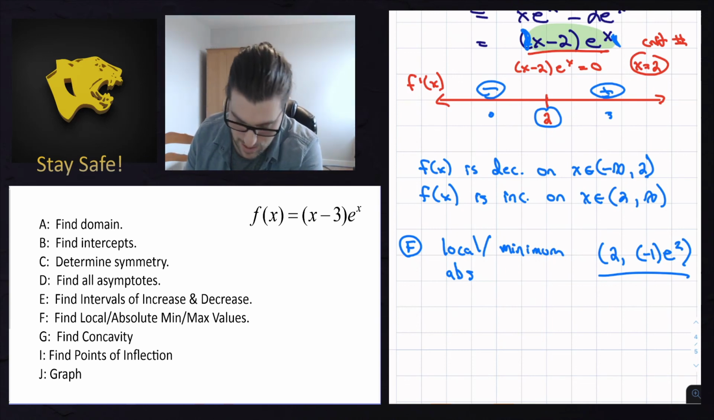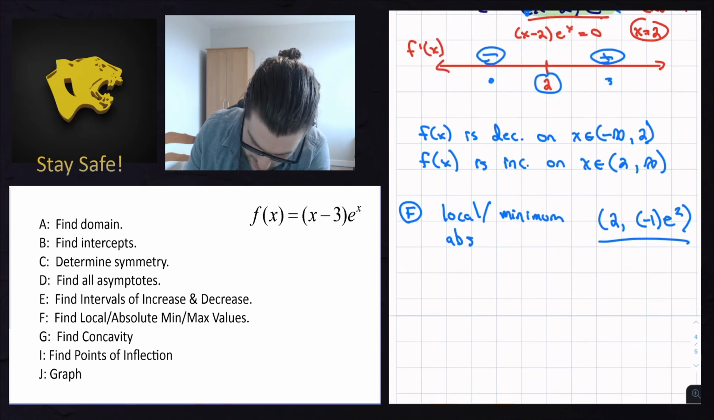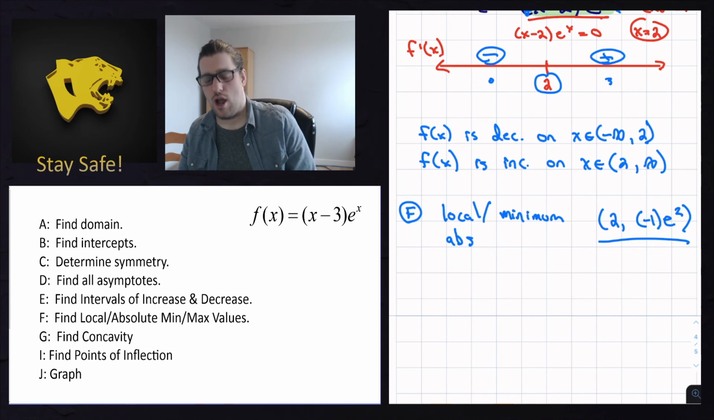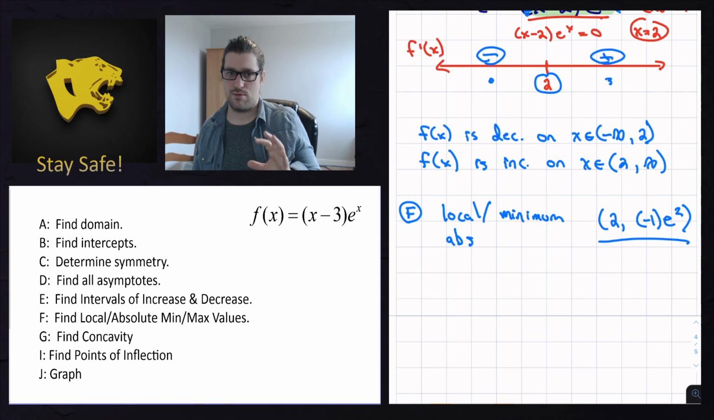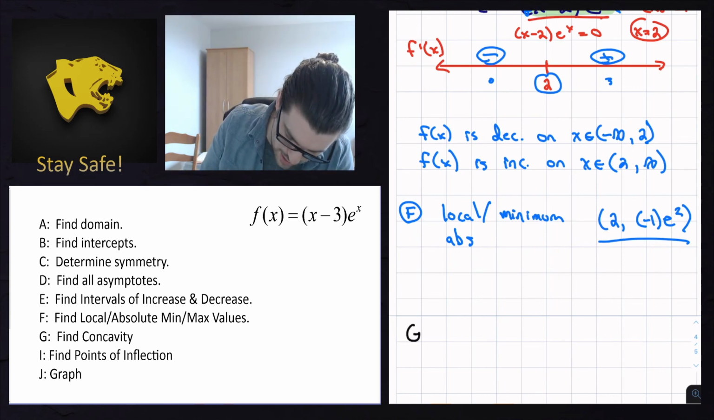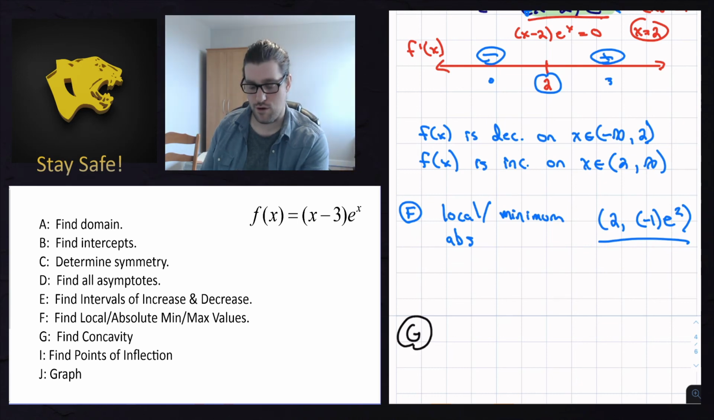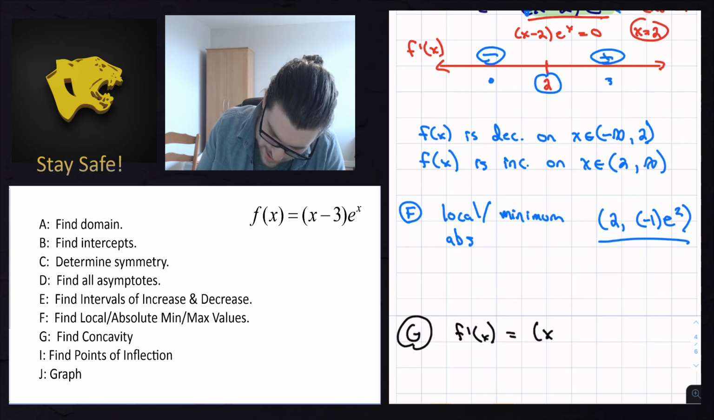All right, so next up, concavity. Concavity is going back to taking derivatives. Because we're going to do a second derivative, I'm going to backtrack after we find it and show you that you could use the second derivative test to figure out that we had a local minimum, instead of what we just did, which was the first derivative test. So for g, we know that the derivative is x minus 2 times e to the x.